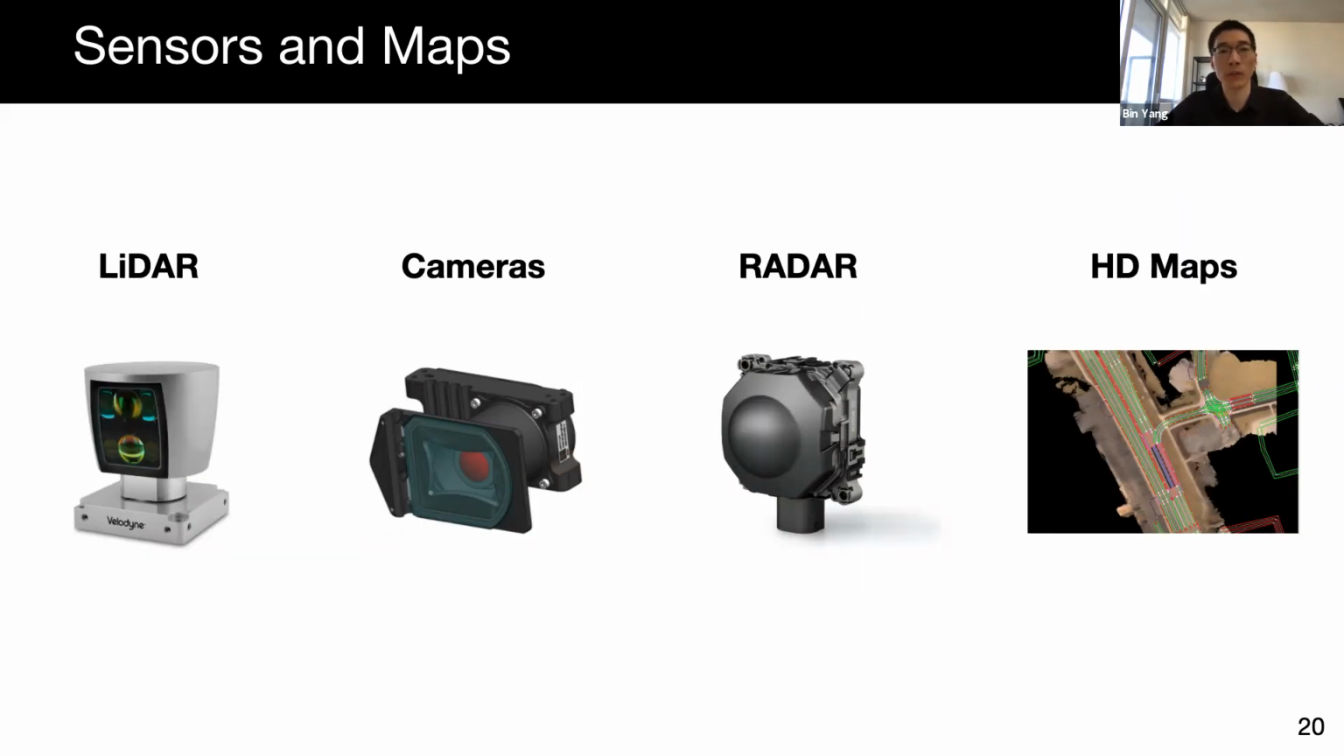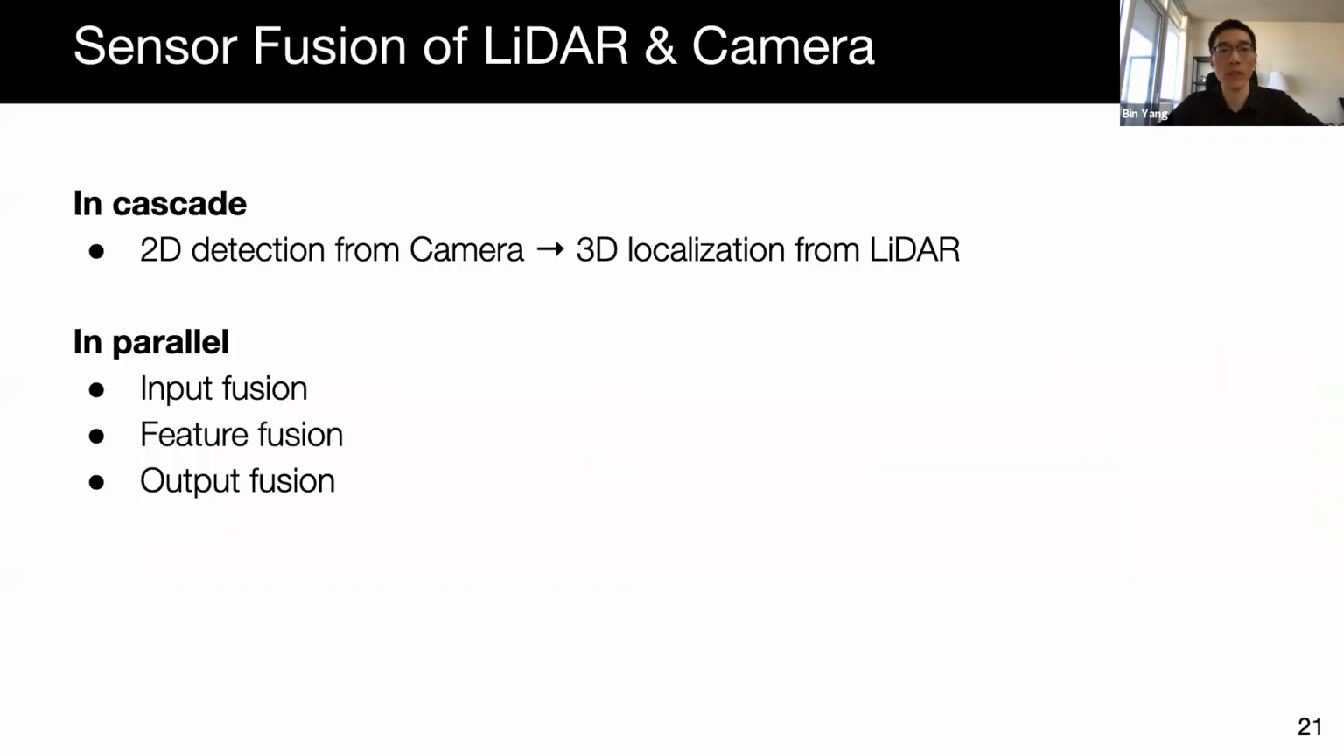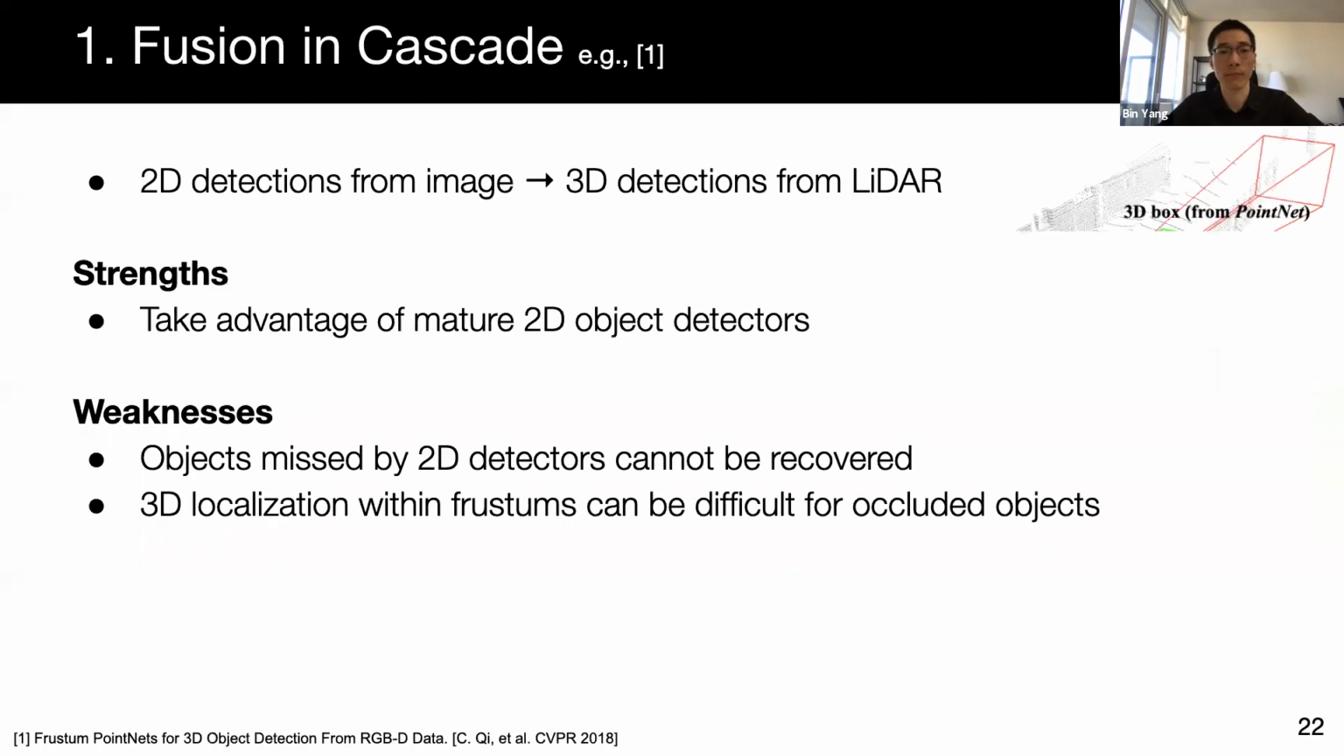So far, we have gone through perception algorithms that rely on either LiDAR or cameras. Now we will see how we can combine LiDAR and cameras together for more robust perception. Broadly speaking, there are two main pipelines for LiDAR and camera fusion, the Cascade pipeline and the parallel pipeline. For the parallel pipeline, we further compare fusion mechanisms at different levels.